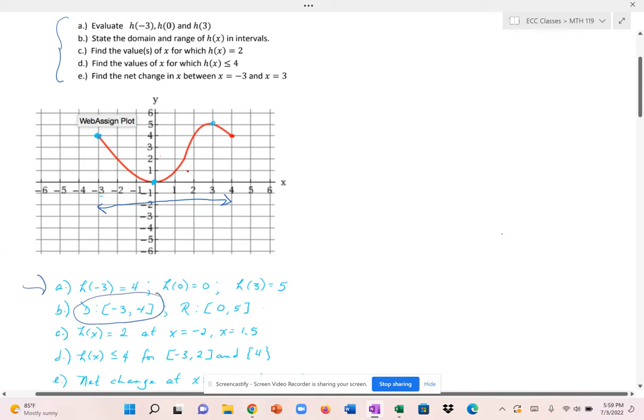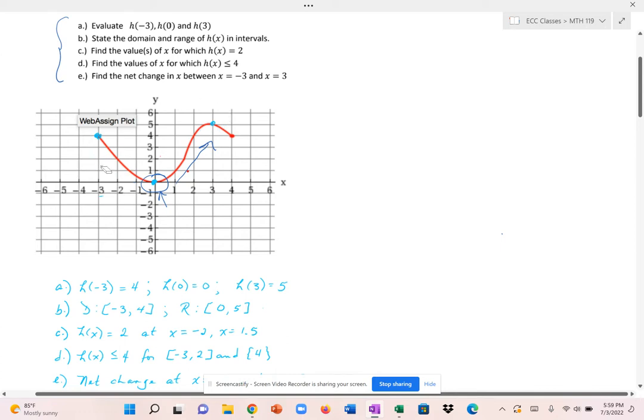With your range, you want to read the y-axis from bottom to top, because you always want your intervals from smallest to largest. The first y value that appears is this one. That's the lowest point on the graph. Then they get bigger from here, and they get bigger from here. And the biggest value is this one right here. So your range is from 0, which is this point, where y is 0, and 5, which is the highest point on the graph. So it's a closed interval from 0 to 5.